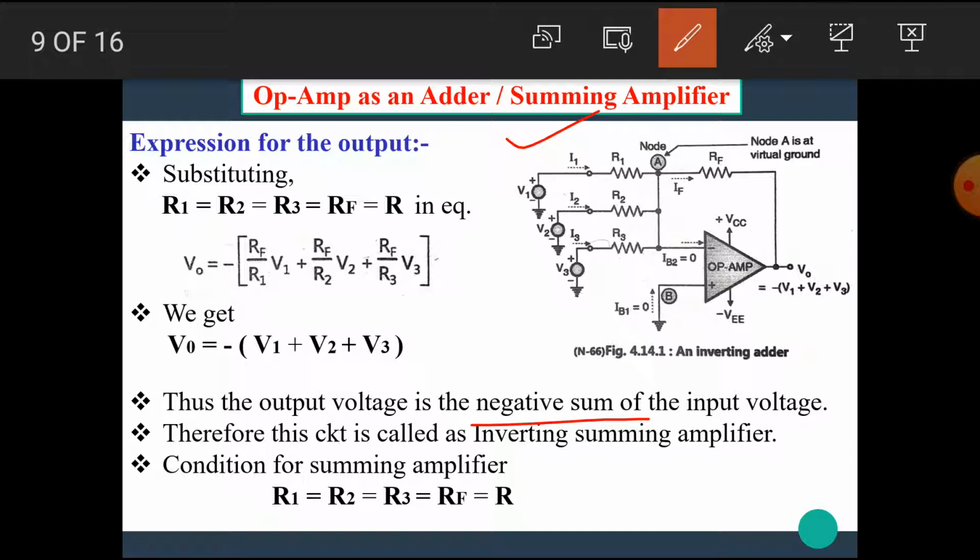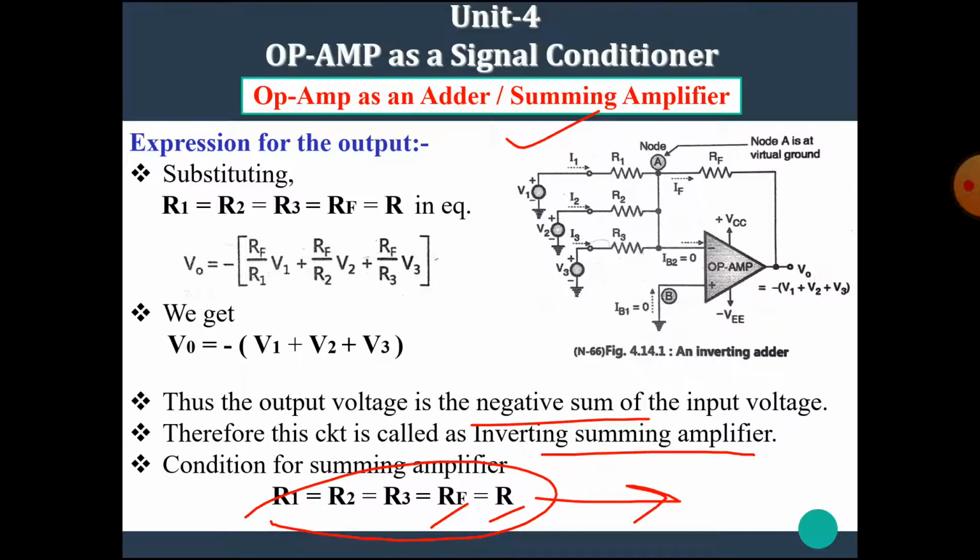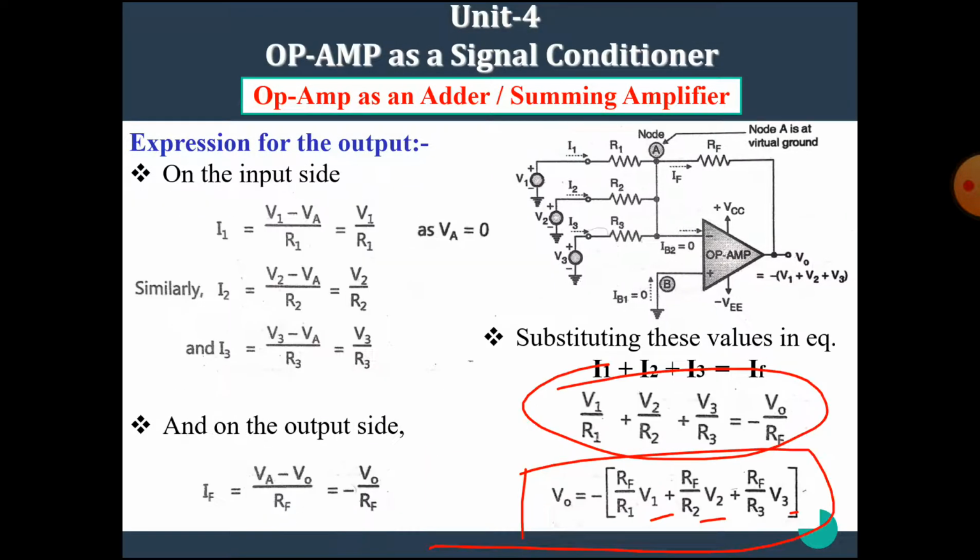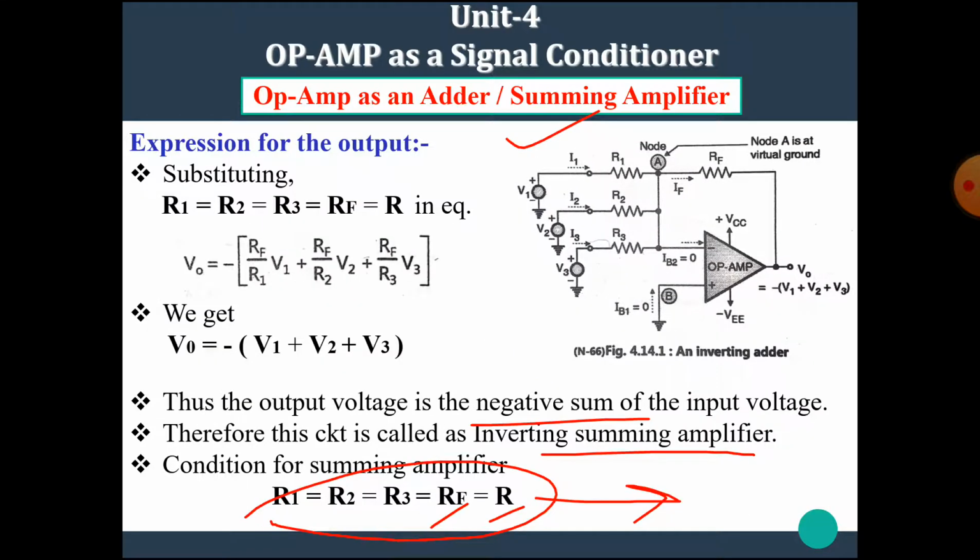Therefore this circuit is called an inverting summing amplifier. The condition for the summing amplifier is R1 equal to R2 equal to R3 equal to RF equal to R. That means all the resistors should have the same value. I hope you all understand the op amp as an adder or summing amplifier.